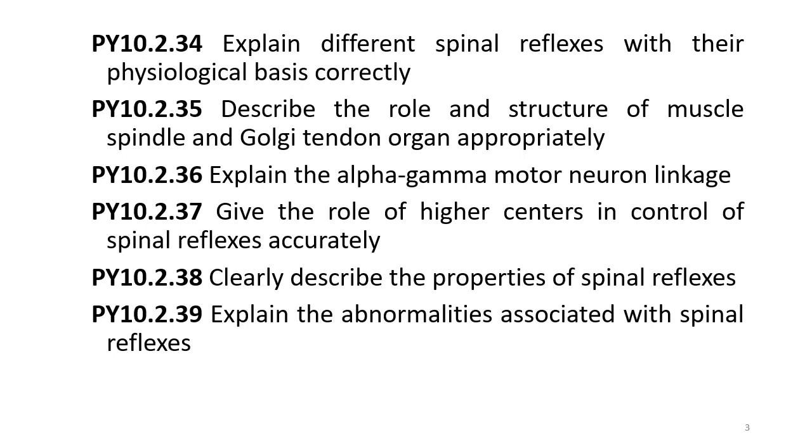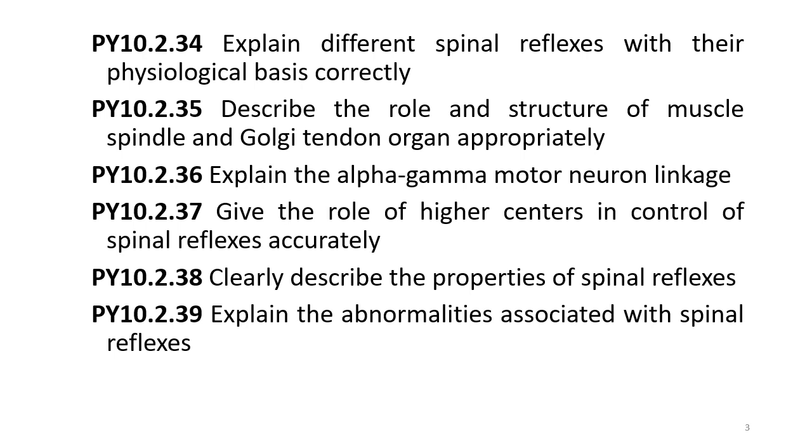Then the next one, describe the role and structure of muscle spindle and Golgi tendon organ appropriately. We have discussed in detail what a muscle spindle is, what a Golgi tendon organ is, how they function, what stimuli lead to their excitation, how they are controlled and how they respond, and what the different reflexes are, like stretch reflex and inverse stretch reflex, in which they take part. The objective, explain the alpha gamma motor neuron linkage. We know that because of this there is a proper smoothing of muscle contraction going on.